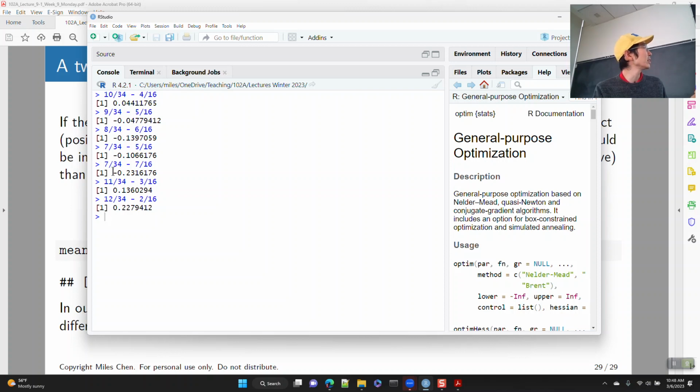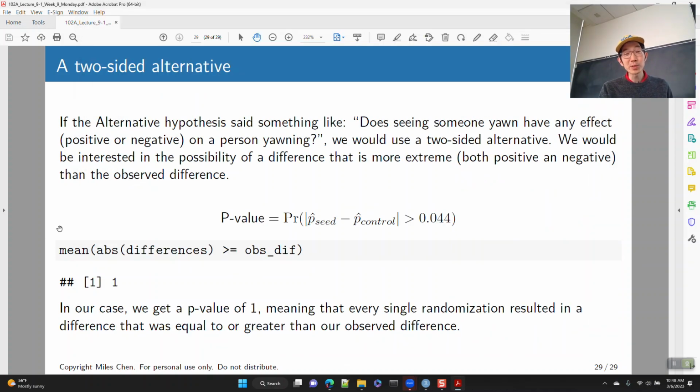Negative 0.139, negative 0.231, or if I go in the other direction, positive 0.136, positive 0.227, and they're just going to get more and more positive. So it is literally impossible to get a difference any smaller than 4 percentage points with our data. With 50 people and 14 people in total yawning, if you're going to split them into two groups, 34 and 16, which is what they did, you cannot get a difference that's any smaller than 4.4%. So yeah, it's not very convincing, okay? Again, maybe yawning is contagious, but based on this data, we are not convinced.